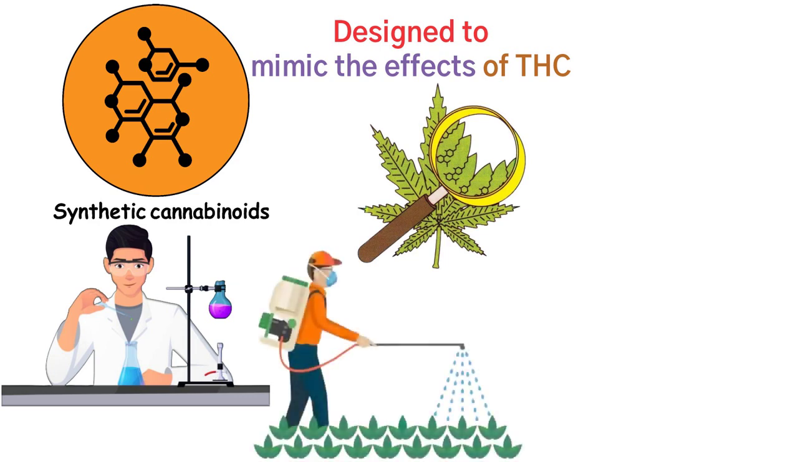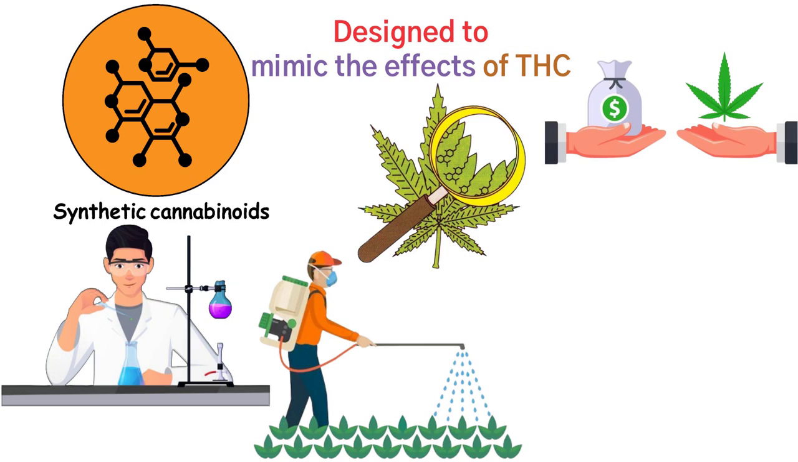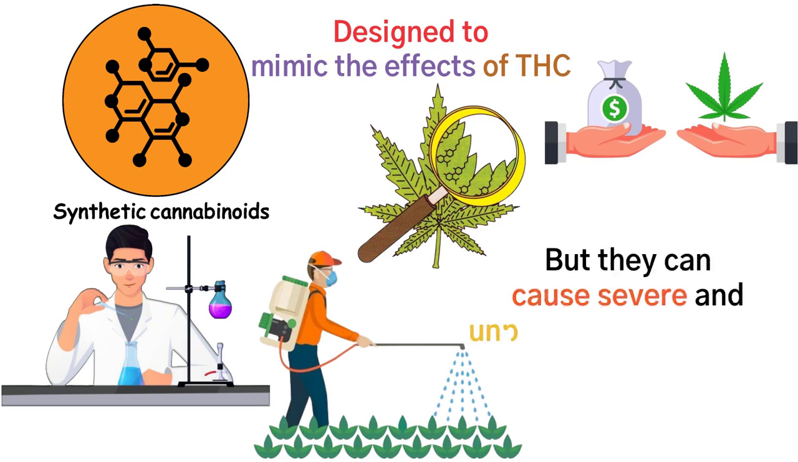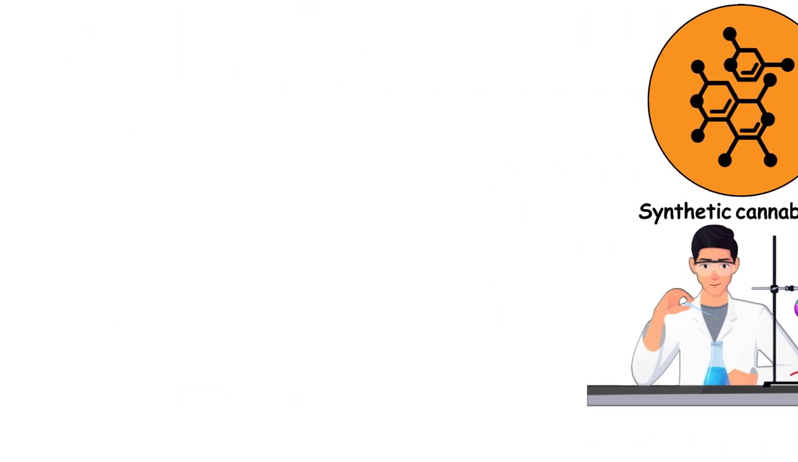Synthetic cannabinoids are man-made chemicals designed to mimic the effects of THC, the active ingredient in cannabis. They are often sprayed onto plant material and sold as synthetic marijuana, but they can cause severe and unpredictable reactions.